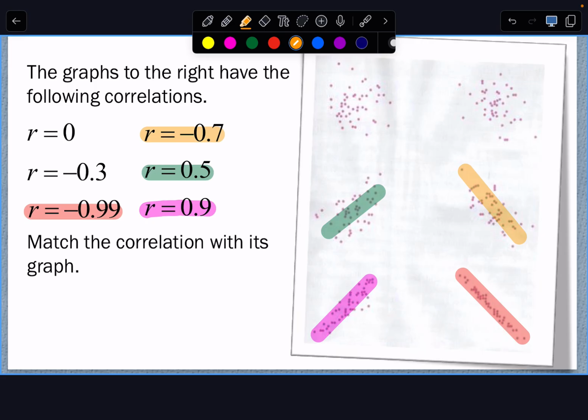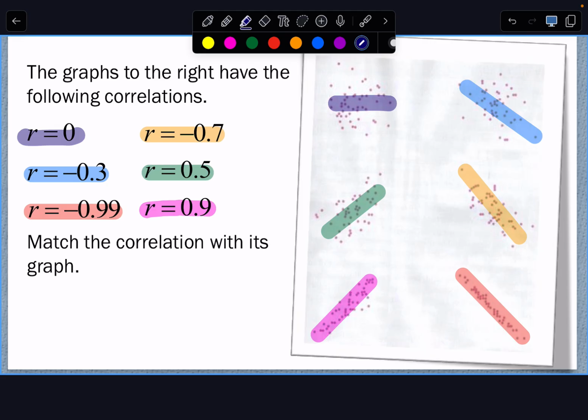And then for my remaining 2, as I look at the 2 last options here, the negative 0.3 would most likely match up with the top right. We see a little bit more of a negative association there, whereas that top left, we kind of just see random scatter, right? So in that case, we'd have that correlation value closer to 0.